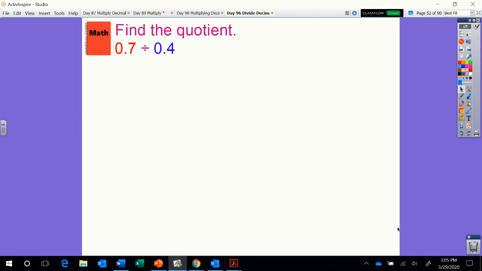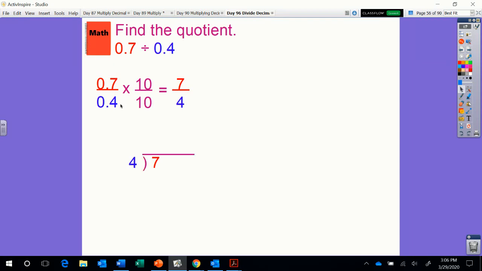Okay, next one. We have 7/10 divided by 4/10. We need to multiply to make this a whole number. 10 times 10 times 10, because we only need to move our decimal over 1 place. And we get 7 divided by 4. So now we're going to set this up into a division bracket.